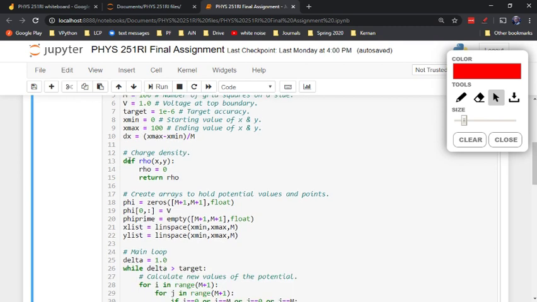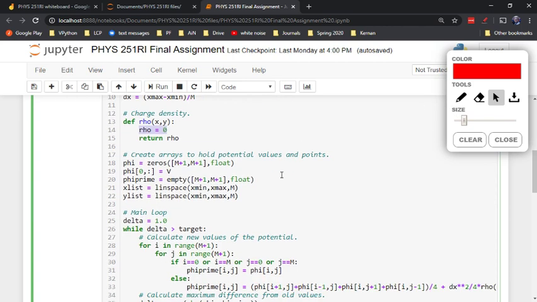Here we're setting up the charge density. So currently we've got 0 charge density. We're saying, let's pretend there's no charge in here. The only source of potential difference is going to be that V at the top. Your job in this assignment is to change this. We'll go over what that looks like in a second.